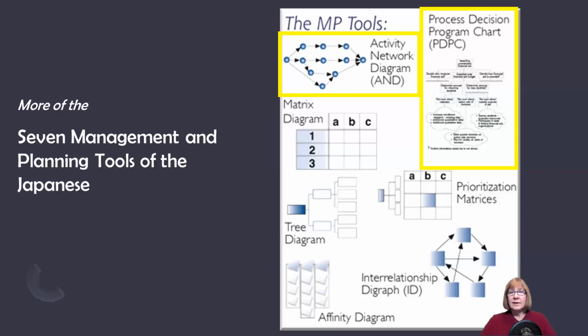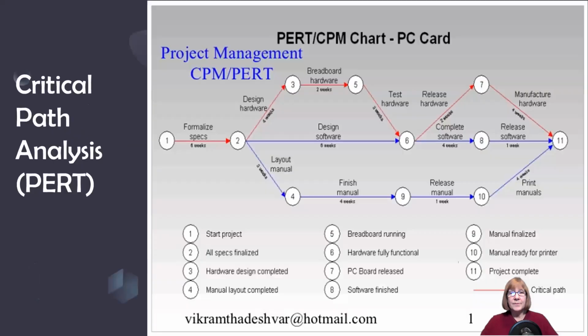And there's at least 3 different ways that we're going to take a look at it. The first 2 are more tools from the 7 management and planning tools from the Japanese. And that includes the activity network, also known as a PERT chart, also known as the critical path analysis. And they use those interchangeably, so you might as well know them all as activity network diagram, or you can use a process decision program chart, PDPC. And then the third one is the work breakdown structure, and we'll look at that. That's not one of the 7 management and planning tools.